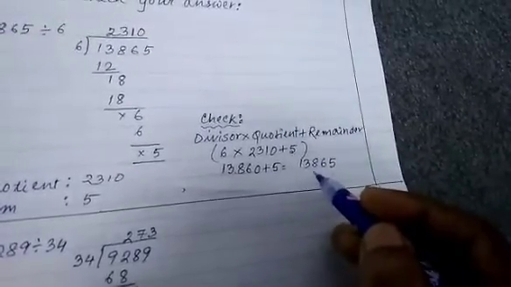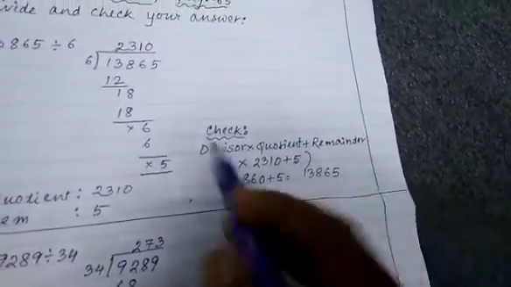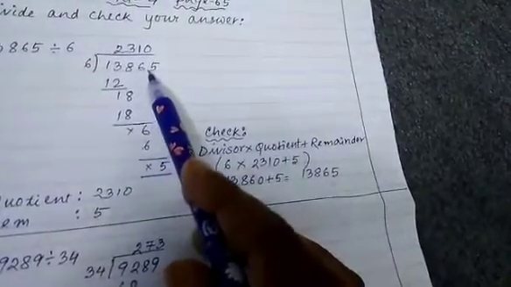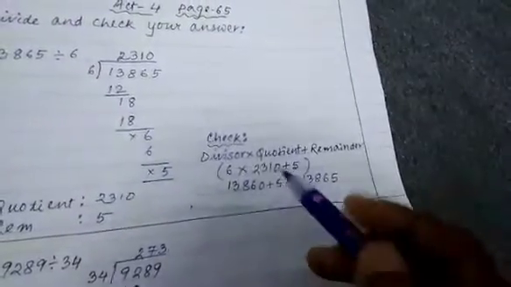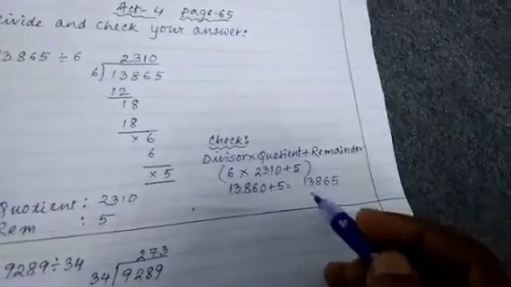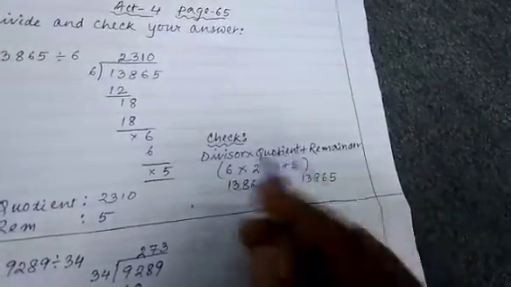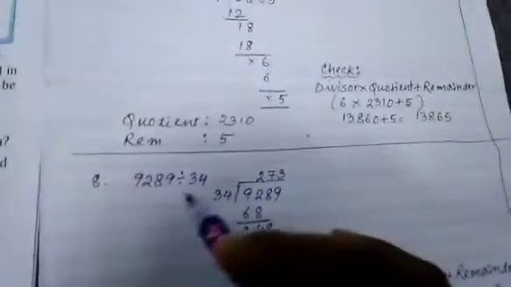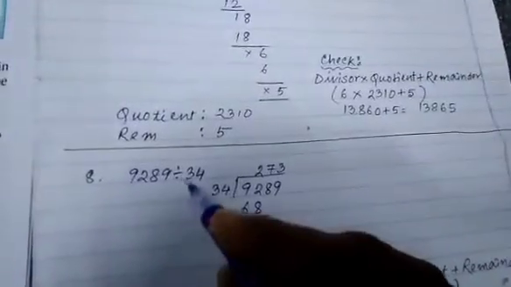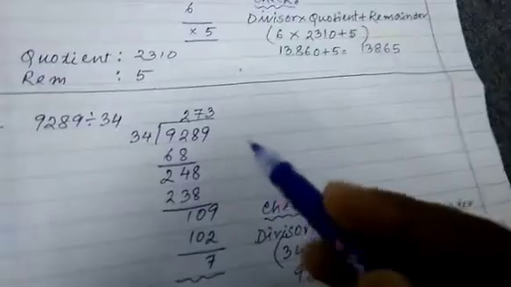So I got 13865, which is the same as the dividend. So now my sum is right. So this way we will divide and check the answer. Next sums. 9289 divided by 34. This also we have to divide and then check our answers.